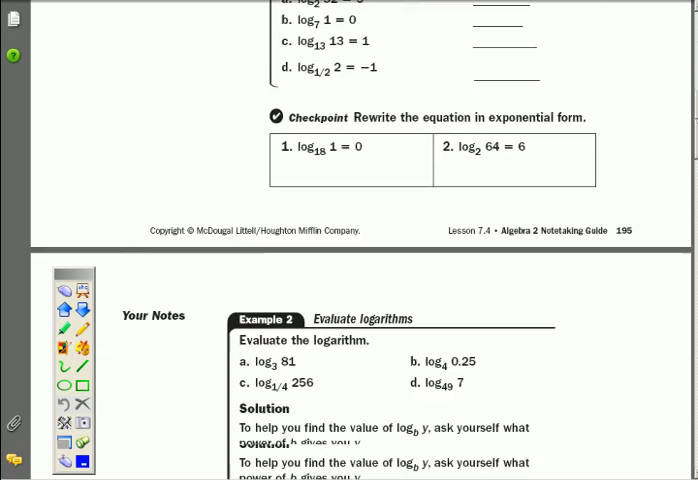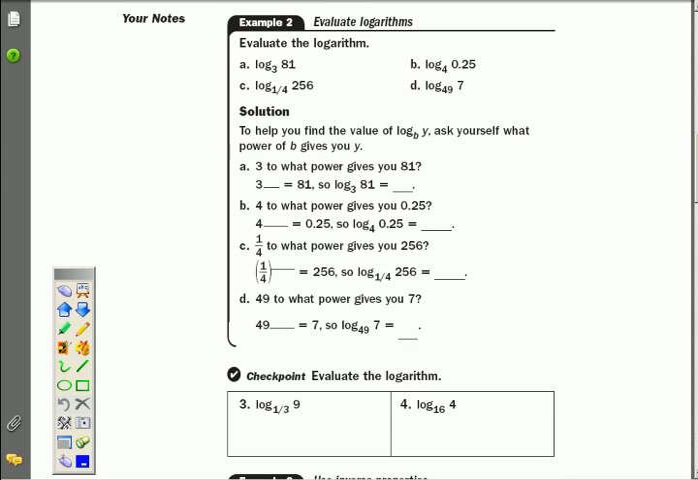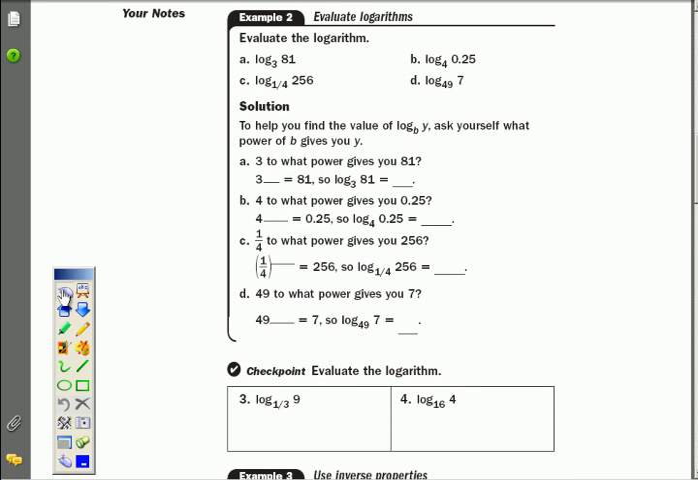All right. You guys, that was your checkpoint. Let's take a look at example 2 here on the next page. Evaluate these logarithms.